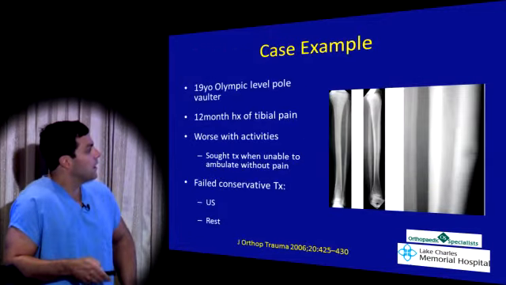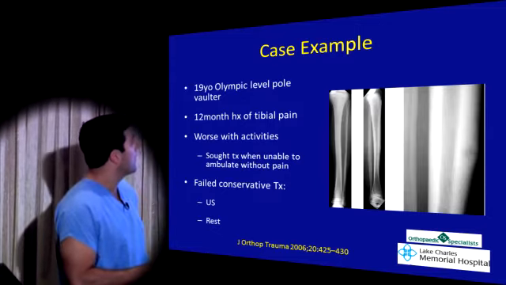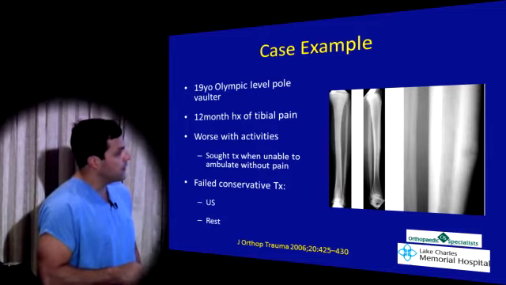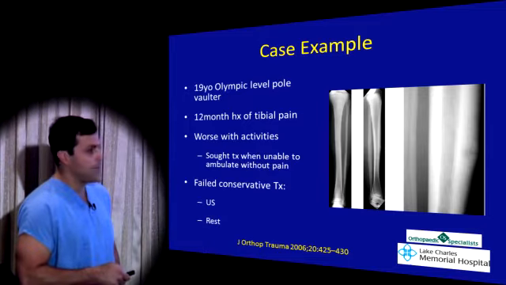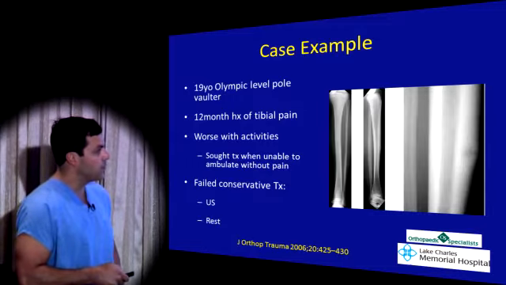and usually with grafting it'll heal. So this was a patient that had, it was an Olympic level pole vaulter, 12 months of tibia pain. And this is what you see. All you see is a little bit of reaction on the front of the tibia. It's a little extra bone. Sometimes you can feel it, and you can sometimes see a little black line.